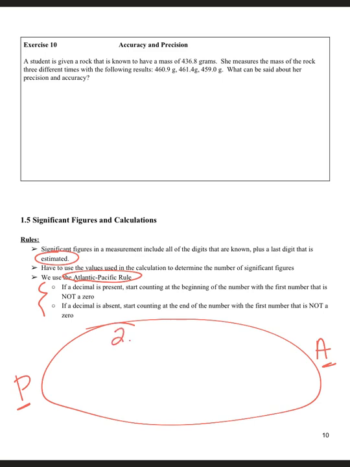If we look at the number 2.50, there's a decimal place present. And what it says in the rules is I start counting at the beginning of the number. So I'm going to start counting at this end and count that way. I start at the 2. That 2 is not a 0, so I start counting, and I keep counting until I'm done. So all three of those digits are significant. This measurement has 3 significant figures.